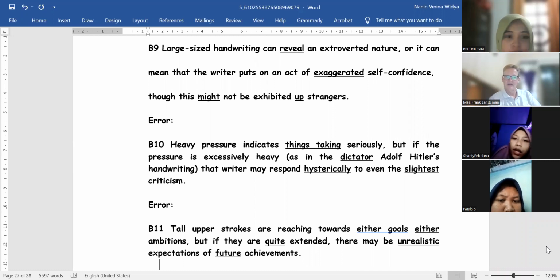What's wrong? And the B10, you know from the list, is reversed words, the wrong word order. Terbalik, ya, ada yang terbalik. Yang mana yang terbalik?